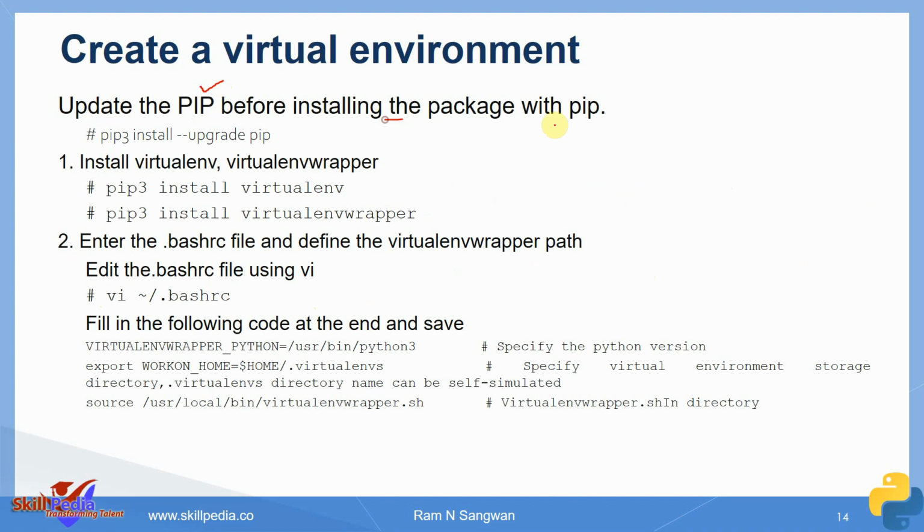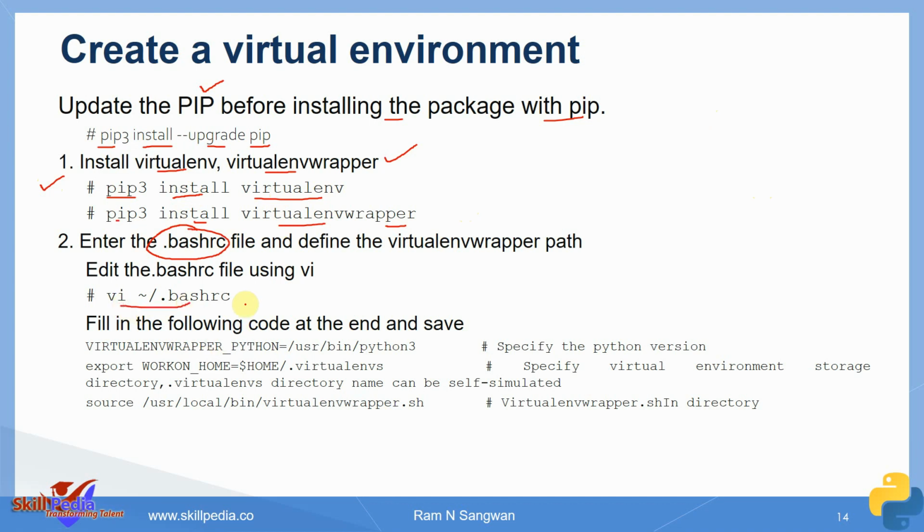Update pip before installing packages with pip3 install --upgrade pip. Install virtualenv and virtualenvwrapper. The command is quite simple: pip3 install virtualenv, pip3 install virtualenvwrapper. Then edit the .bashrc. This is the file which is called every time you start a shell. It is the login script called from the .bash_profile file, which is called every time you log into the system.